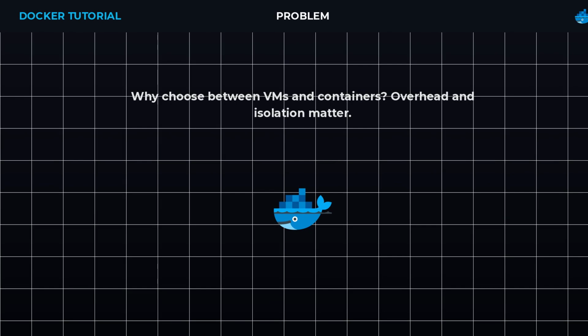Virtual machines bring extra CPU, memory, and storage overhead because they run an entire guest OS, while containers promise faster startup and lower footprint. Understanding this trade-off is key for cost-effective infrastructure.